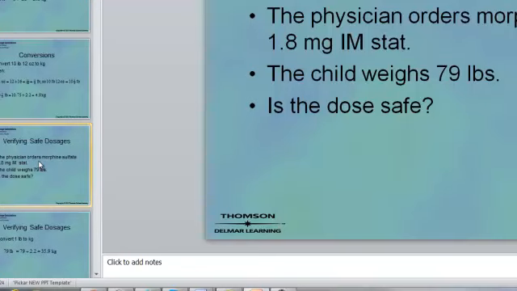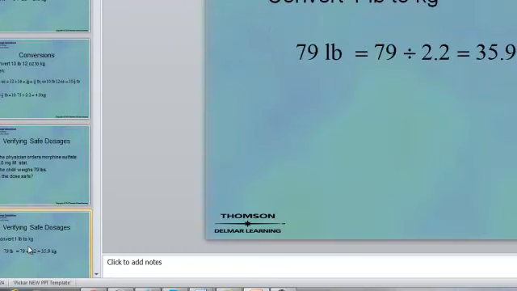When we want to verify safe dosage, say the physician orders morphine sulfate 1 8/10 milligrams IM stat. The child weighs 79 pounds. Is the dose safe? Well, first we need to convert pounds to kilograms. So we take 79 divided by 2 2/10 to get 35 9/10 kilograms.